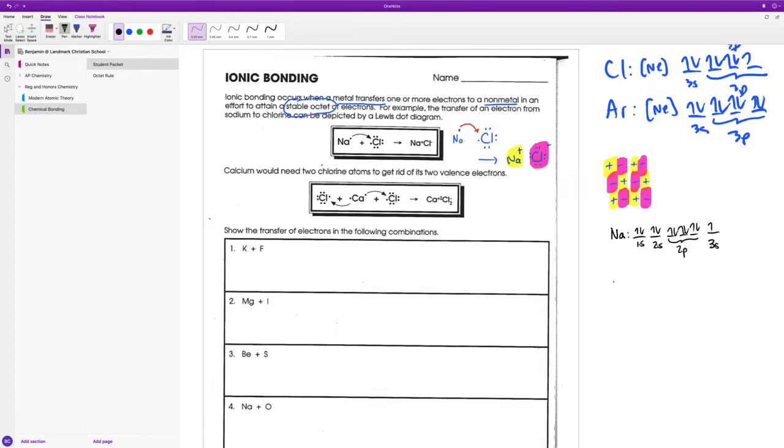And the chloride, I should say chlorine rather, neutral chlorine, it's got 17 electrons total. I've got to draw a few more sublevels for chlorine.